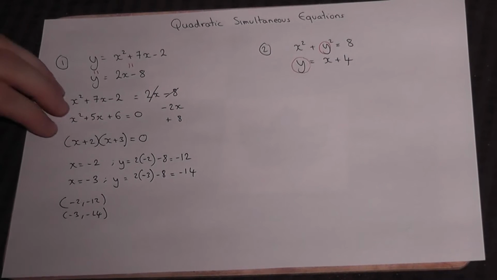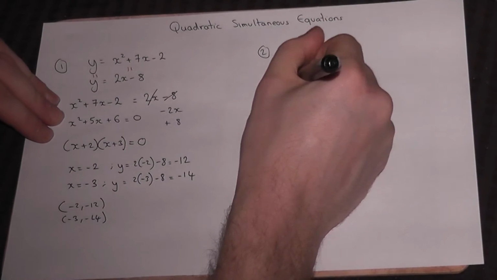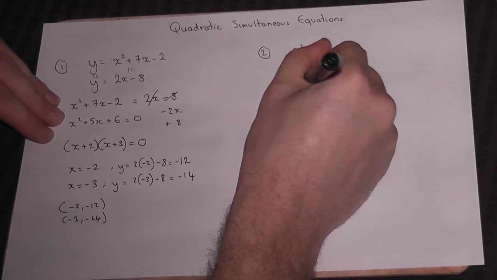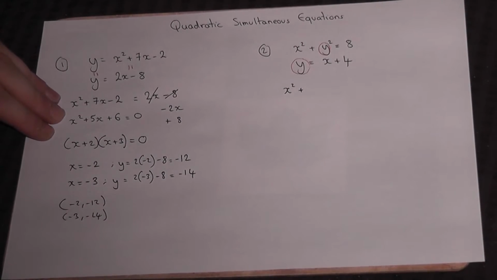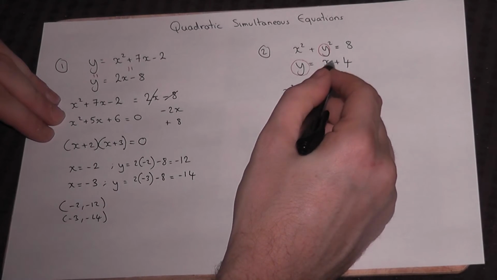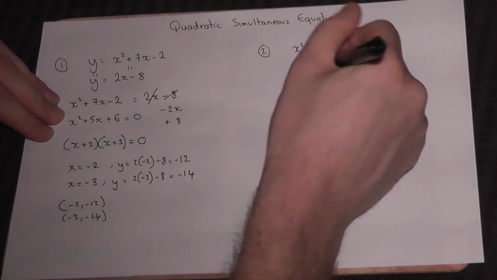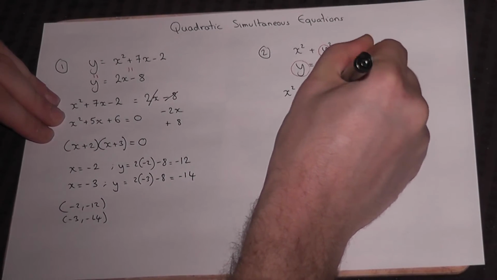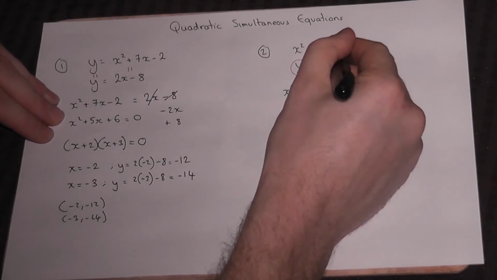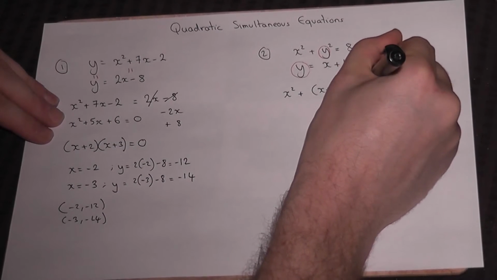So, if we look at the first equation, we have an x squared plus a y squared. But we know that y equals x plus 4. So I can replace this y by an x plus 4. So we get an x plus 4, where the y was, but it's squared. And this must equal 8.